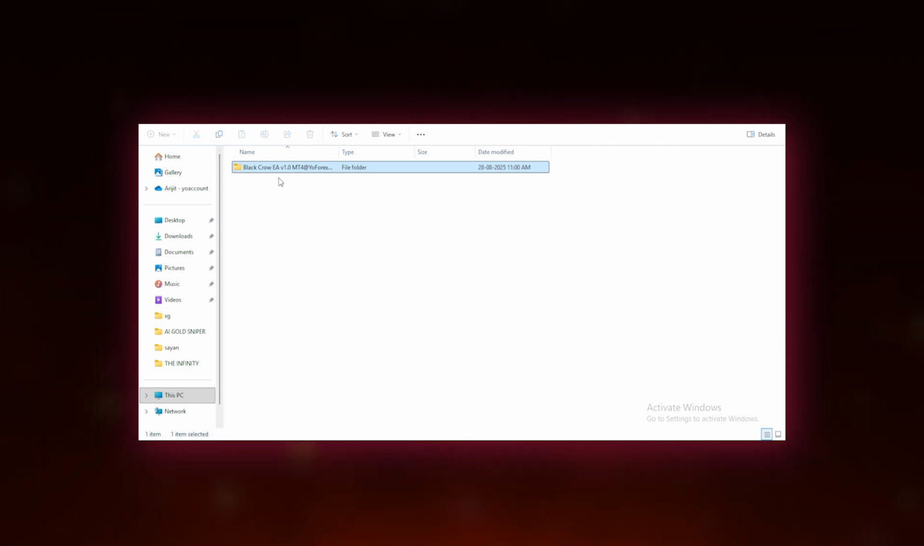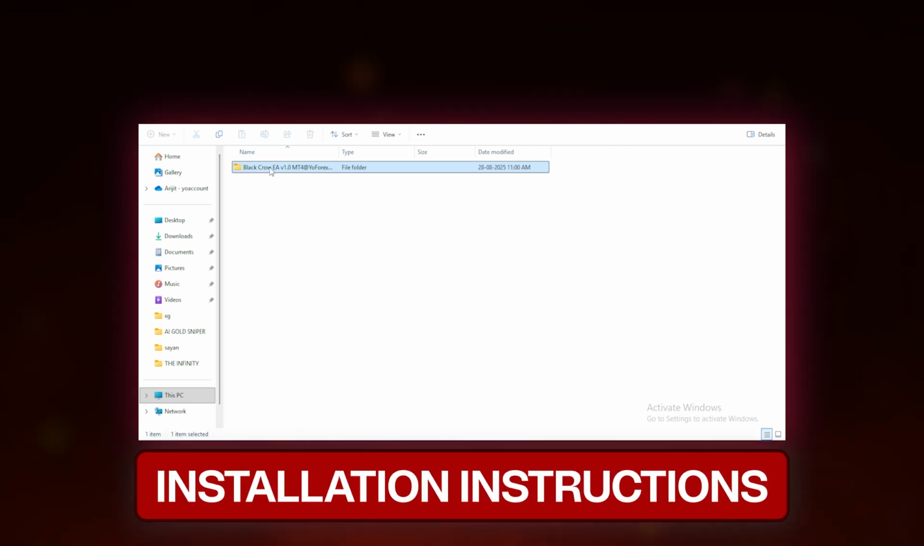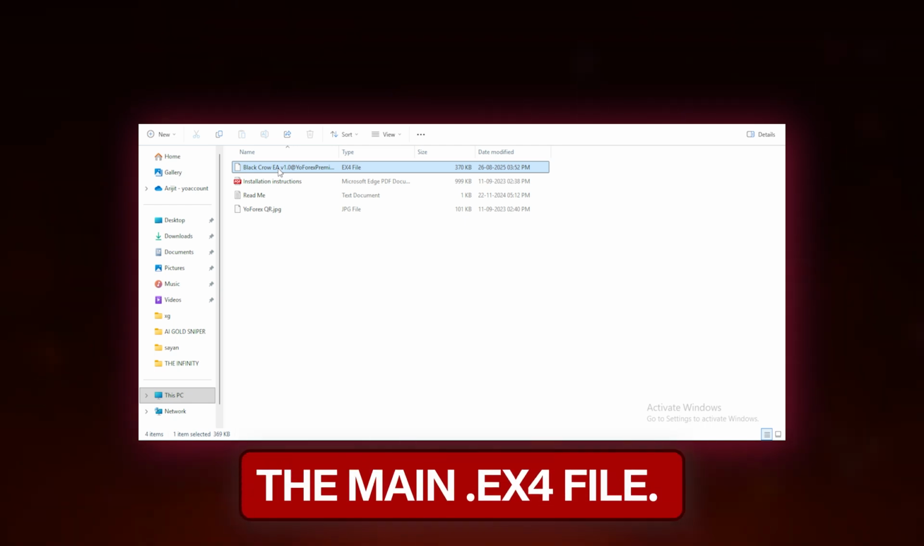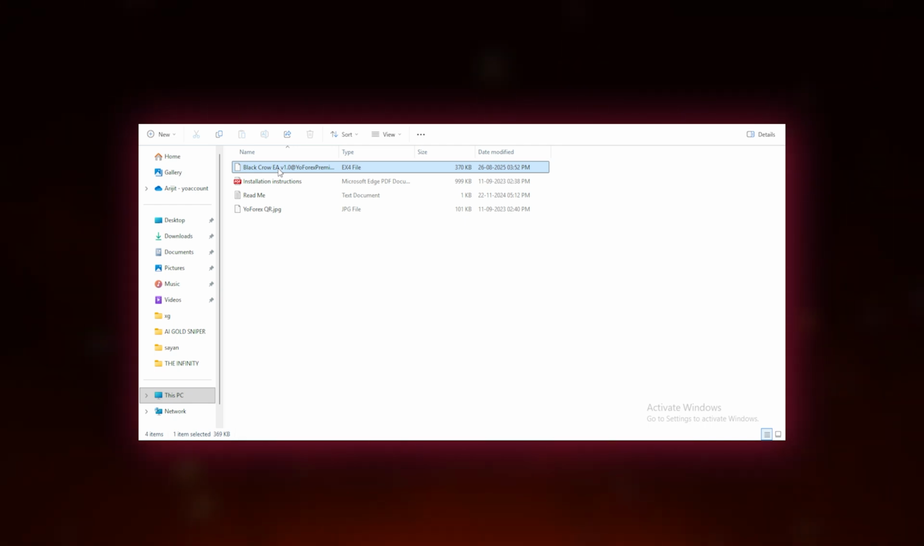After downloading the package, open the folder and you'll find the installation instructions, a README file, and the main.ex4 file. Just copy it into your MetaTrader 4 Experts folder, restart your platform, and drag it onto your preferred chart. Within seconds, your Black Crow EA will be ready to start trading.